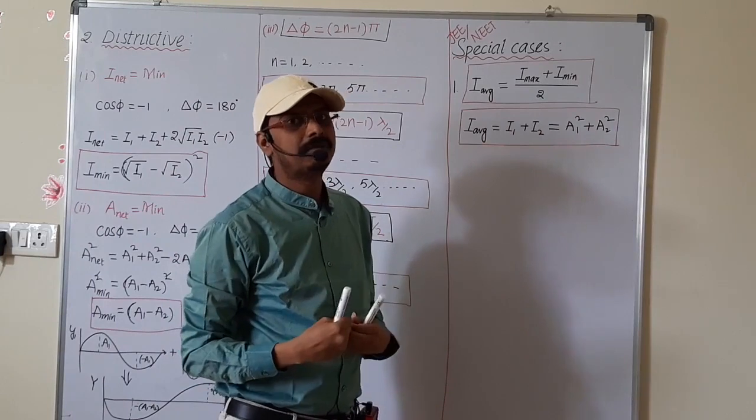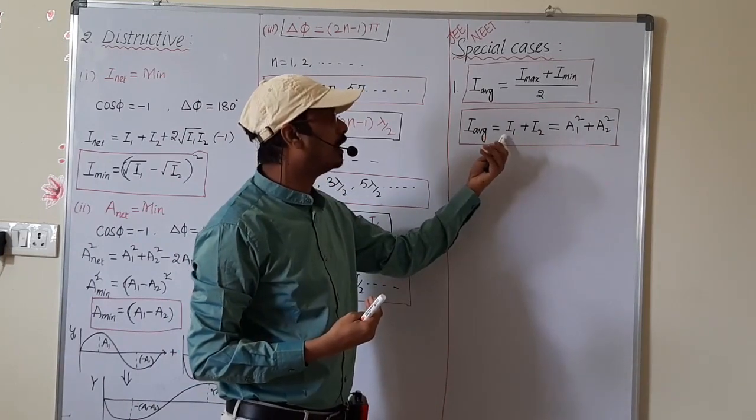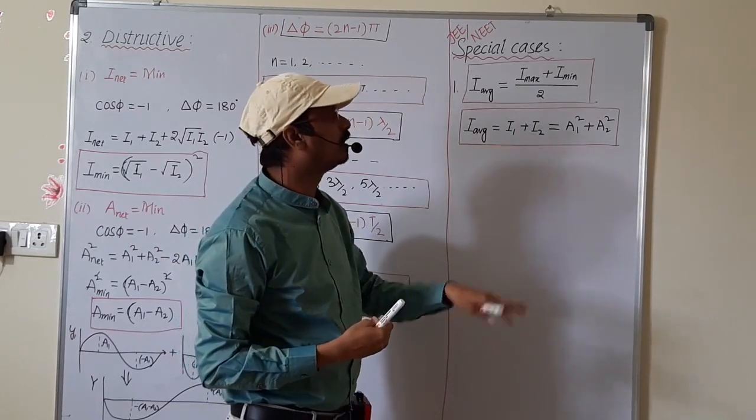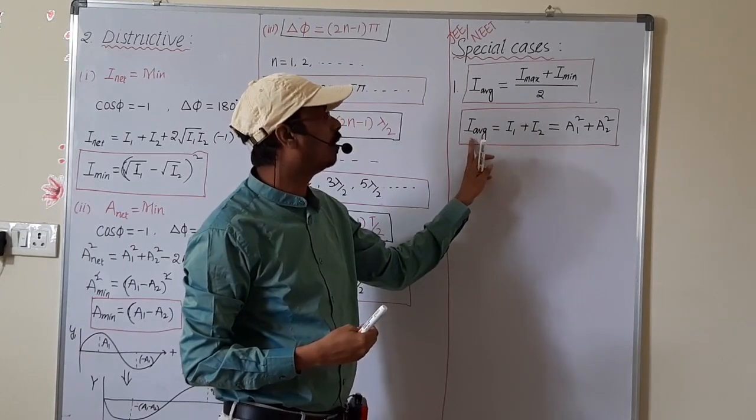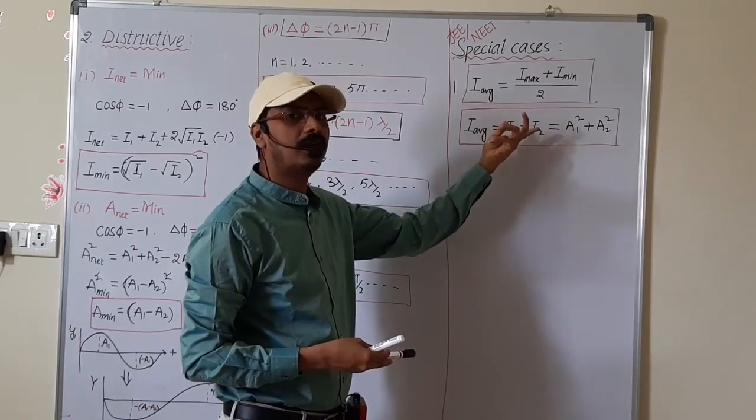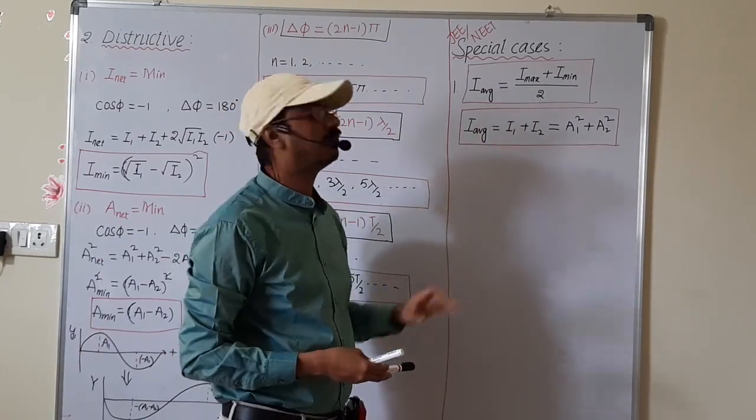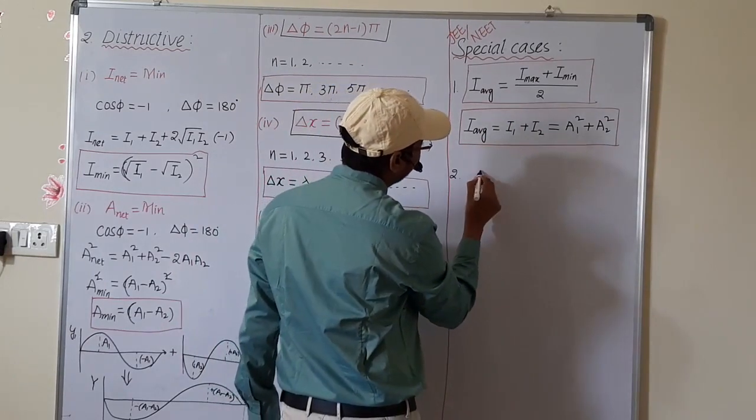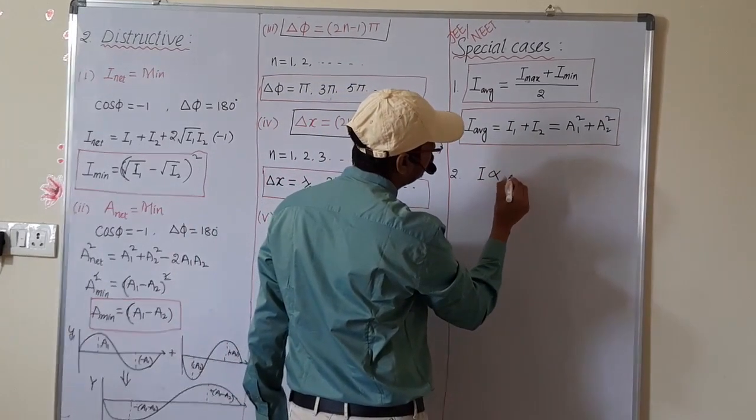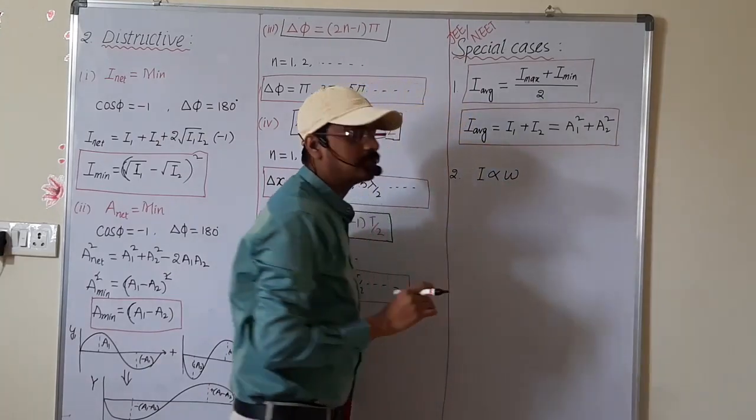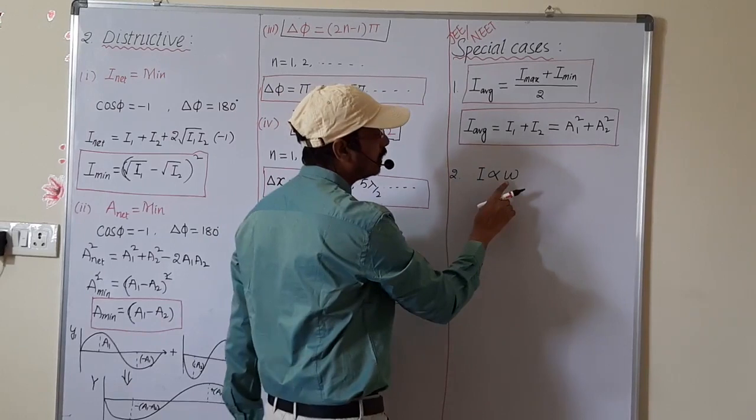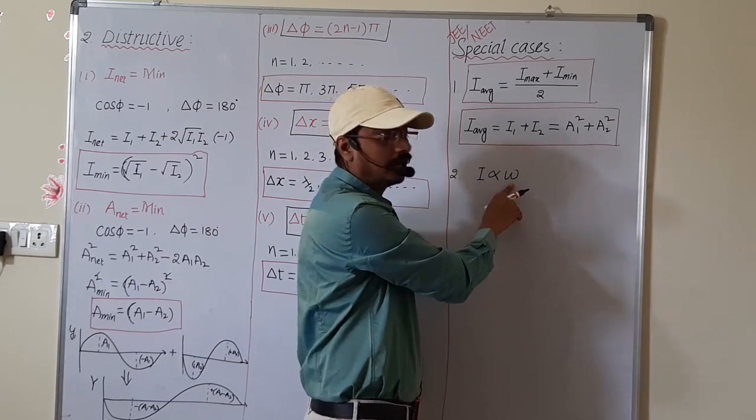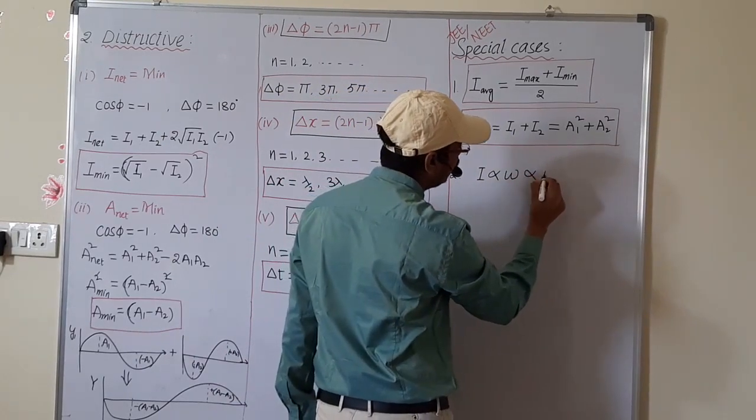Instead of maximum and minimum, they may give the individual first intensity and second intensity, or the first amplitude and second amplitude. Then also, by using this formula, we can find it. The next point is that the intensity is directly proportional to omega. Omega means slit width. Sorry, I is directly proportional to omega, where omega means slit width, and this value we can also write as A square.